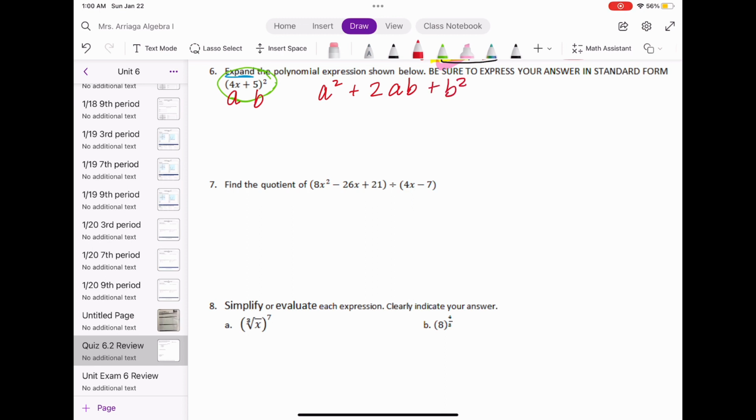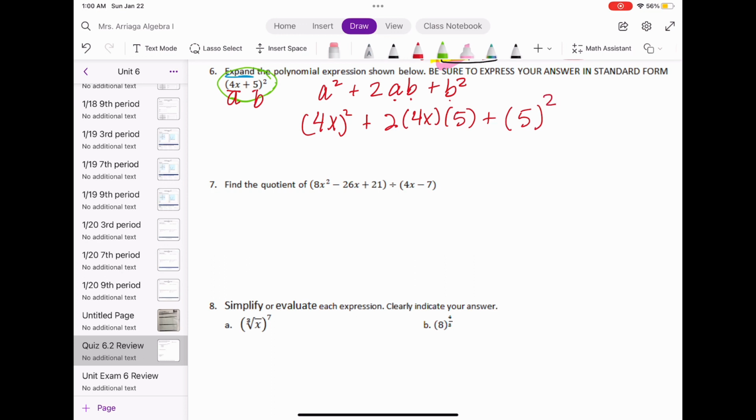So our a is 4x. So let's replace that a with the 4x and let's square. Guys, don't forget that the a is a 4x. It should be in parentheses. Okay? So then we do plus 2a, which is 4x, times b, which is 5, plus b squared. What was b again? B was 5. Okay, so plus 5 squared.